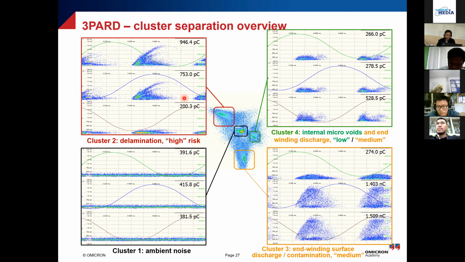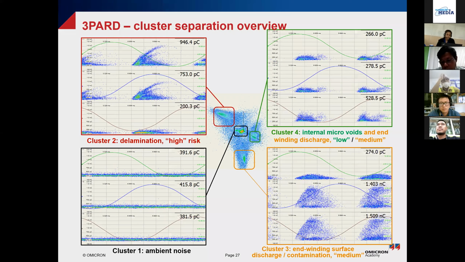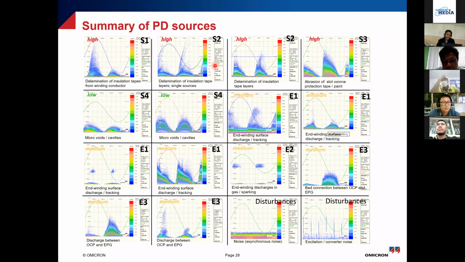I took this, and it's very similar to what is given in the IEEE guide, and you can see different patterns. In the case of rotating machines, it's pretty good. Actually, the database is pretty well established. So you see all these different patterns, and different patterns actually indicate different things. In this case, we could see how the pattern looked, and you can see delamination is definitely one of the highest risks.